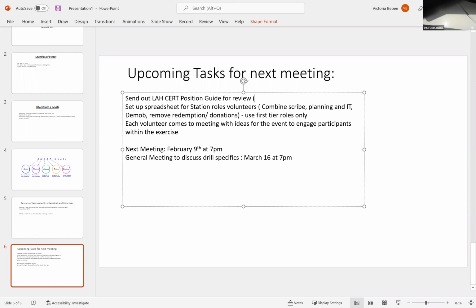Okay, so I can send out to the whole entire group saying, this is a position guide for review. We're looking for station role volunteers. Did I get that wrong again? No, that's good. Okay.